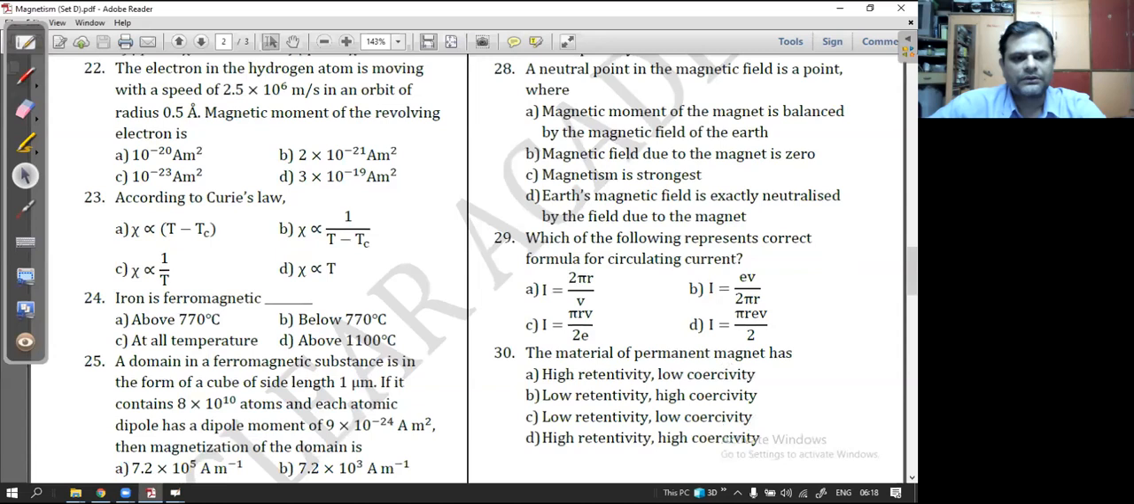What is Curie's law? Chi is inversely proportional to T for paramagnetic substance. But this is also true for ferromagnetic substance, but that is not actually the Curie's law. तो Curie's law के बारे में अगर पूछा है तो this C will be the correct option here.